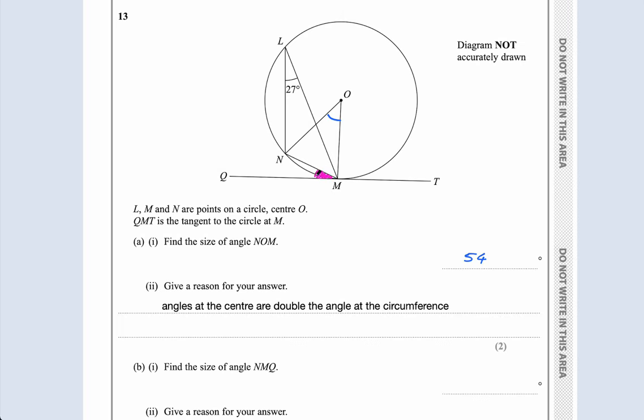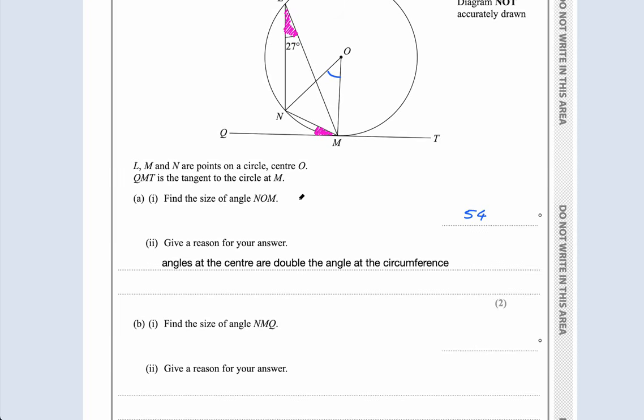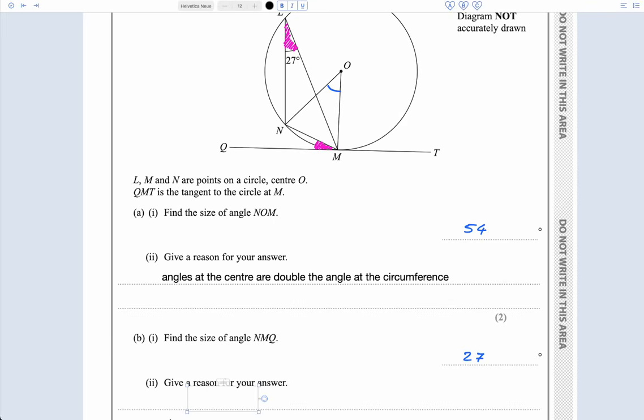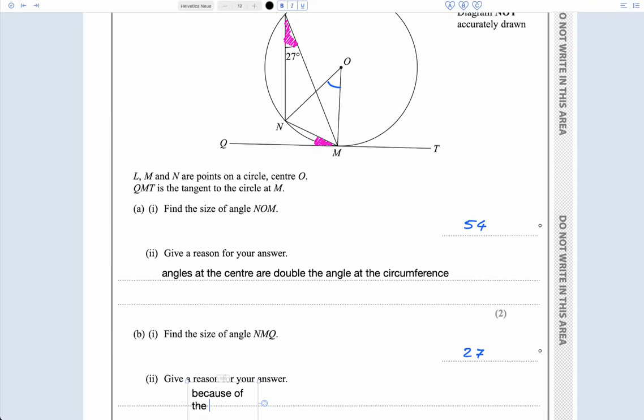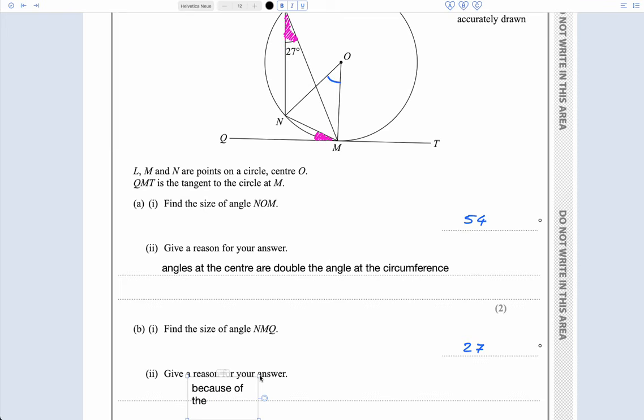Now this angle here, guys, is actually the same as this angle here because of the alternate segment theorem. So that's kind of the easiest way to do it. You just write 27 because of the alternate segment theorem.